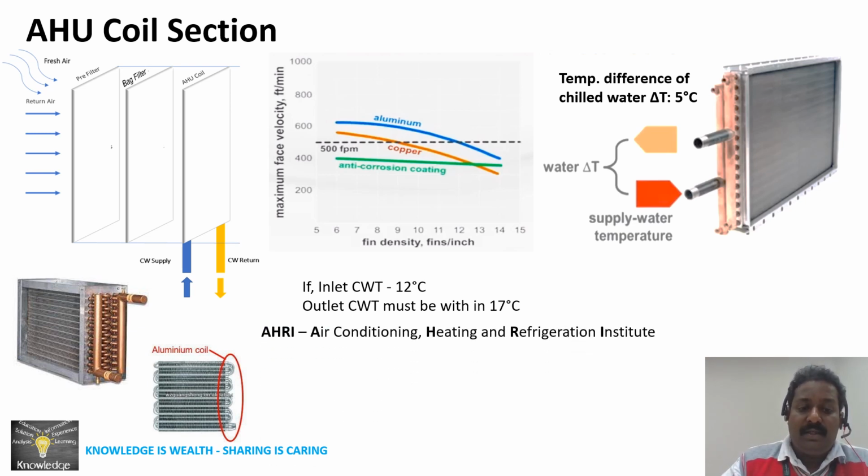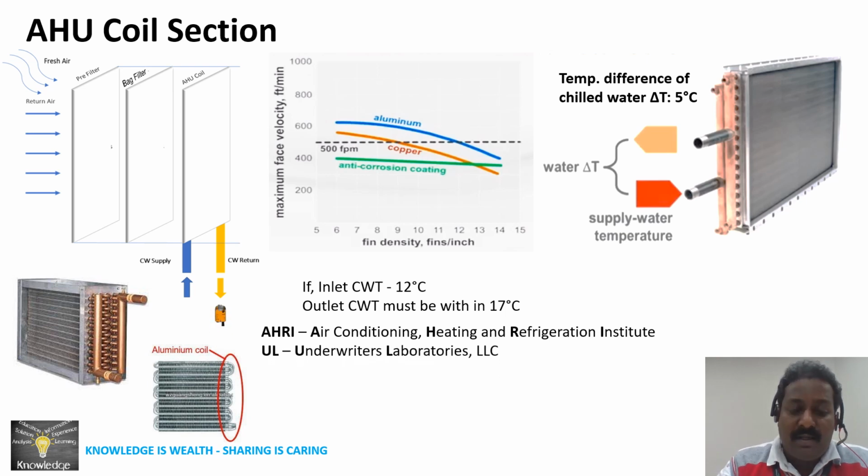Next is AHRI. In a brochure or specification, you will see that this coil is approved by AHRI, the Air Conditioning, Heating and Refrigeration Institute. Or else you may see that the actuators are approved by UL, meaning Underwriters Laboratories. So that part is regarding the coil section.